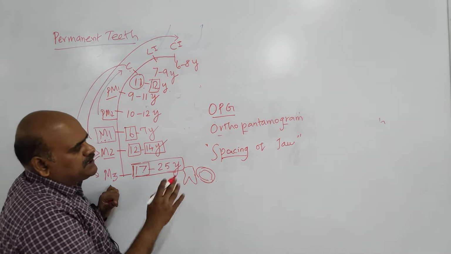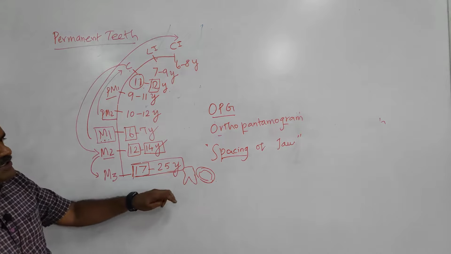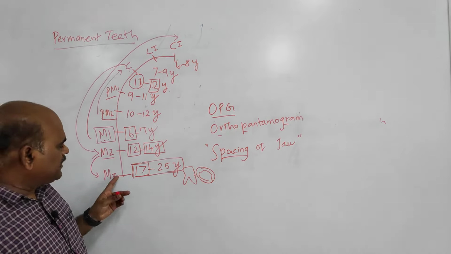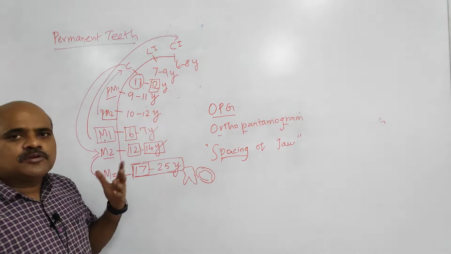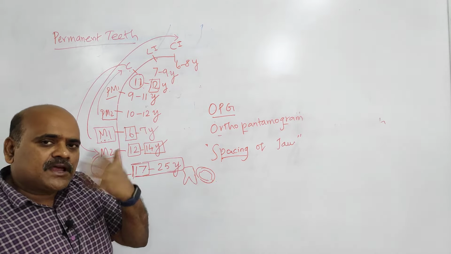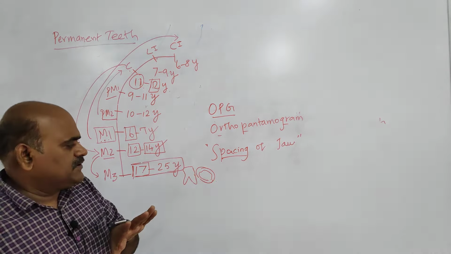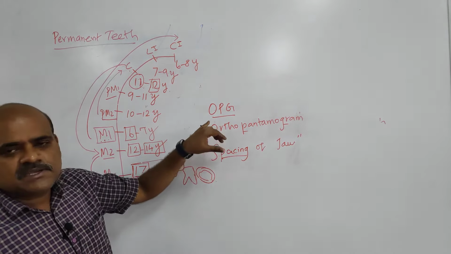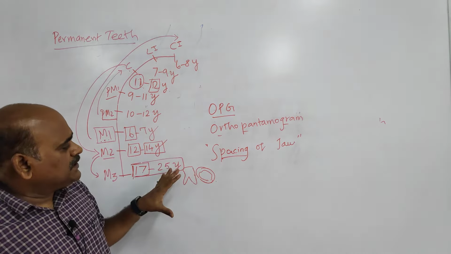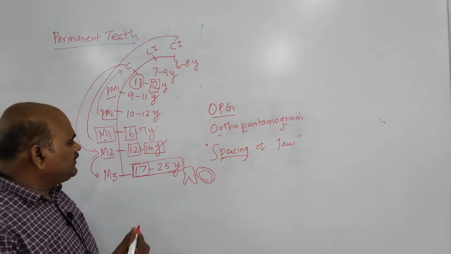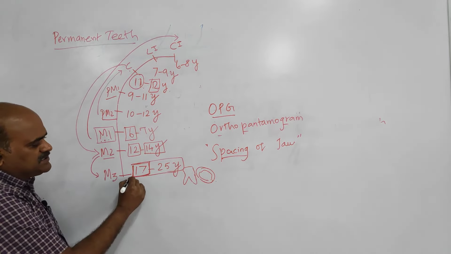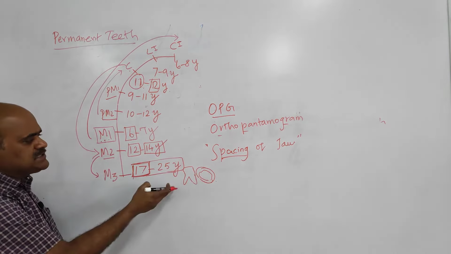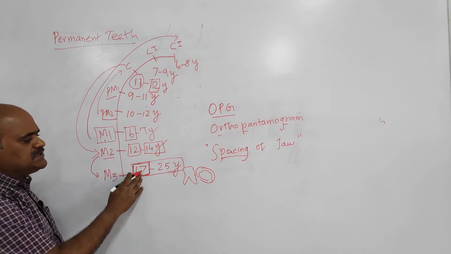So what is an impacted third molar? Due to inadequate jaw space, the crown of the upcoming third molar cannot erupt into the oral cavity. It gets trapped inside the alveolar socket itself. That is called an impacted wisdom tooth, which can be confirmed by OPG X-ray. So if an impacted third molar is seen, we can say the age is more than 17 years. Certainly the age is more than 17 years.